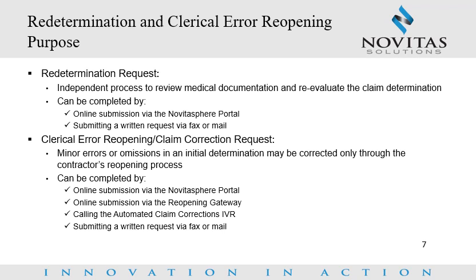A clerical error reopening request will allow for corrections to be made on an incorrect claim submission. When a valid clerical error reopening is submitted, the claim will be adjusted or reprocessed. A clerical error reopening or claim correction can be completed by one of the following options: online submission via the Novitasphere portal, online submission via the reopening gateway, calling the automated claim corrections IVR, or submitting a written request via fax or mail.